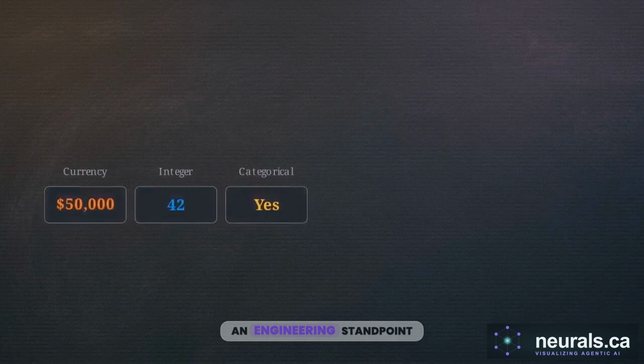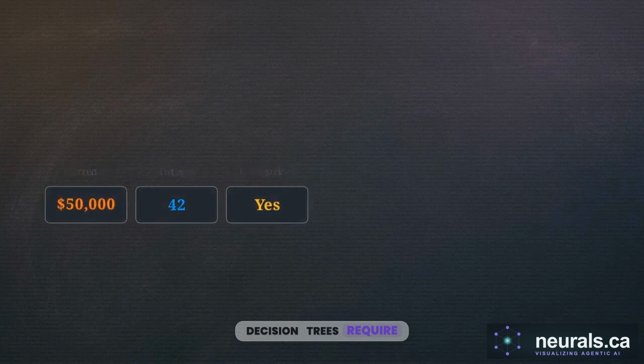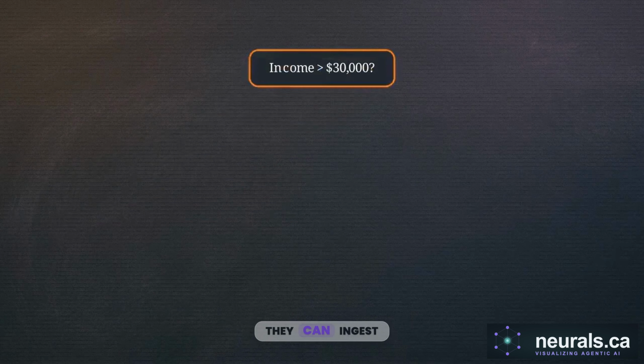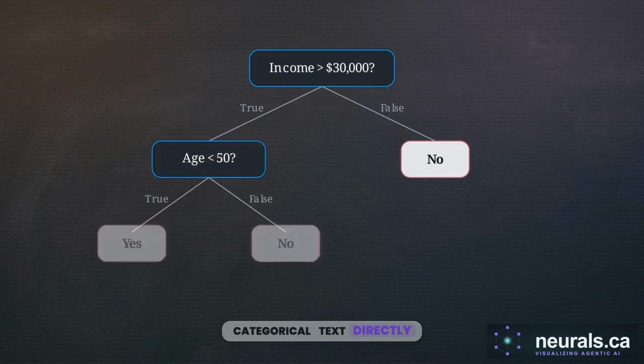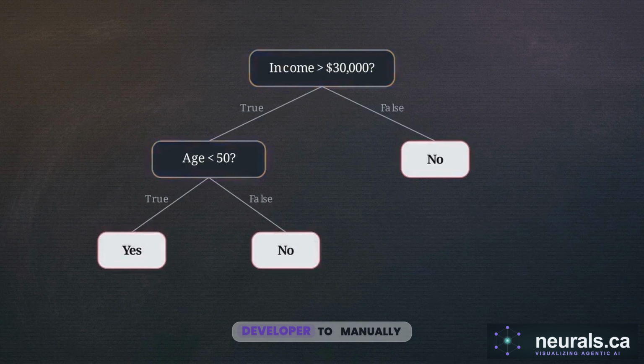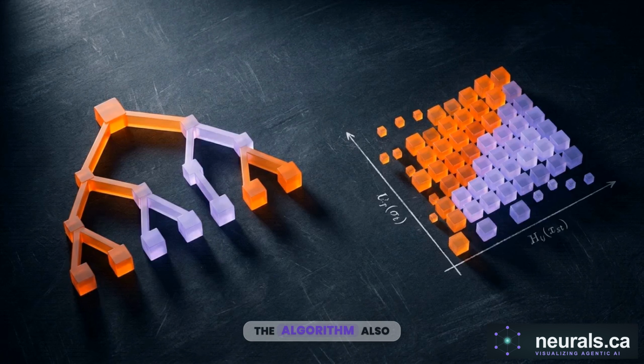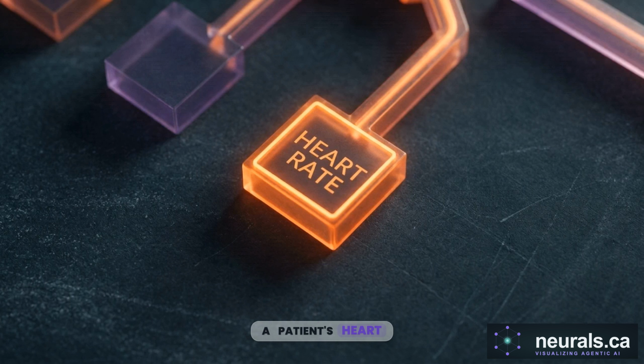From an engineering standpoint, decision trees require minimal data preparation. They can ingest a spreadsheet of numerical values and categorical text directly, without needing the developer to manually scale or normalize the data first. The algorithm also performs automatic feature selection. It mathematically identifies which variables carry the most weight, such as a patient's heart rate or age, and naturally places them at the uppermost node of the structure.